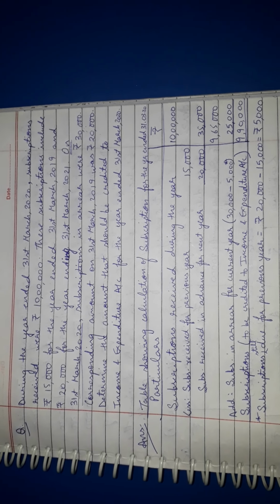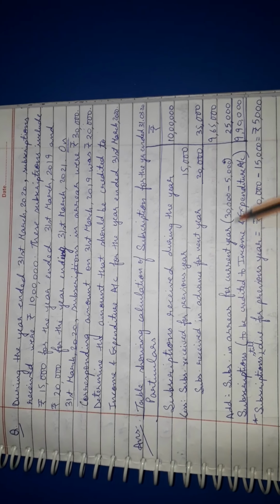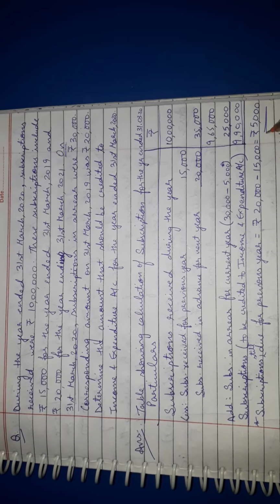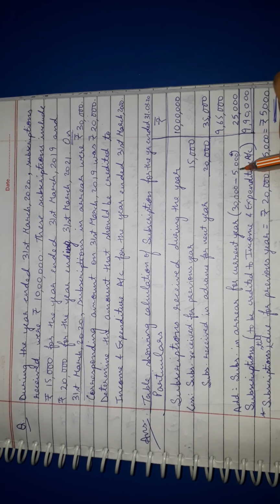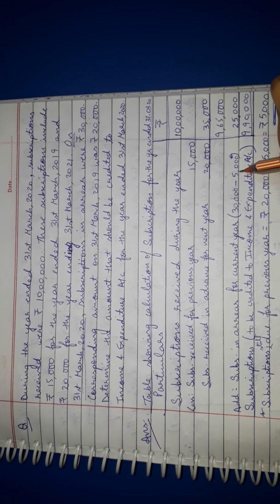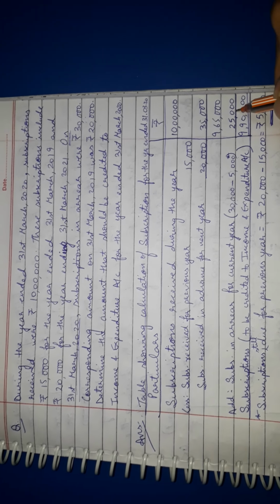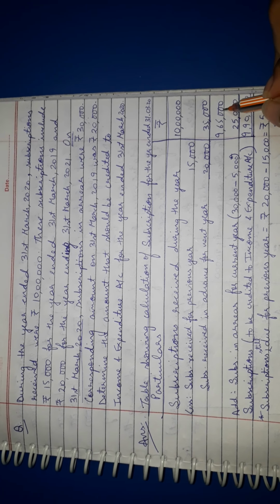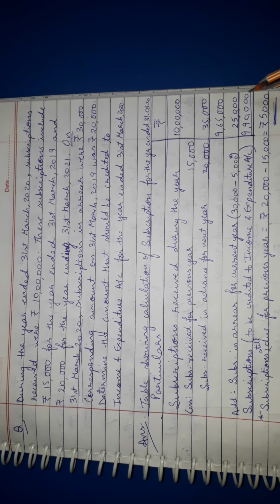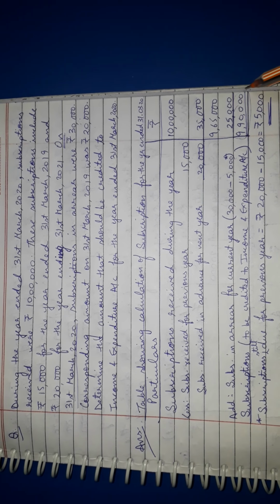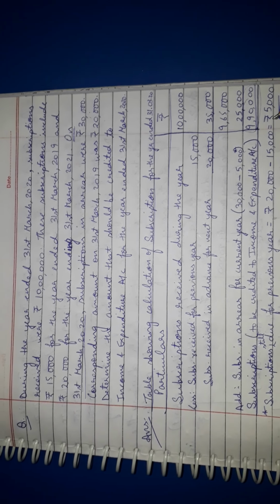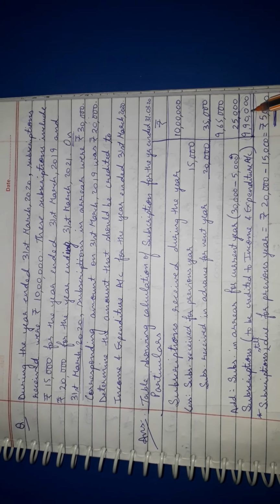Hence, in order to calculate the amount belonging to the current year which is not yet received, we will deduct this 5,000 rupees from the amount of subscription due as on this date, and hence we will calculate it as 25,000. The same will be added to the net result, and we will get the amount belonging to the current year which needs to be credited to income and expenditure account. In this case it is 9,90,000.